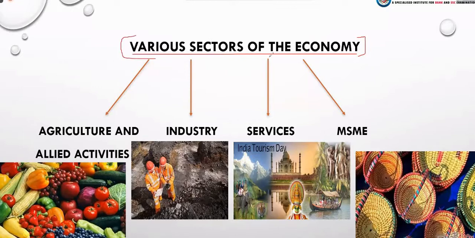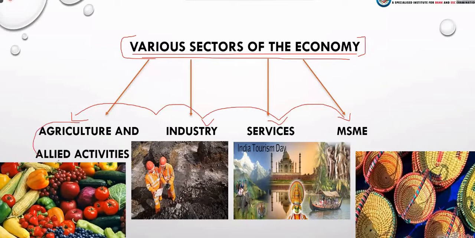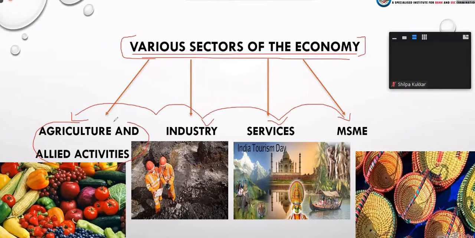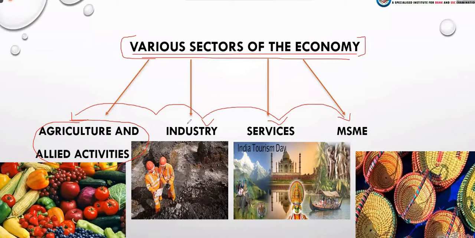Okay. So you have to remember there are various sectors of economy. When we talk about GDP, all these sectors will contribute towards the development of GDP. So here, agriculture and allied activities is our primary sector. Most of the people are employed here. Our secondary sector is the industry sector. Tertiary sector is services, and we have MSMEs. Here, first we'll discuss one by one.